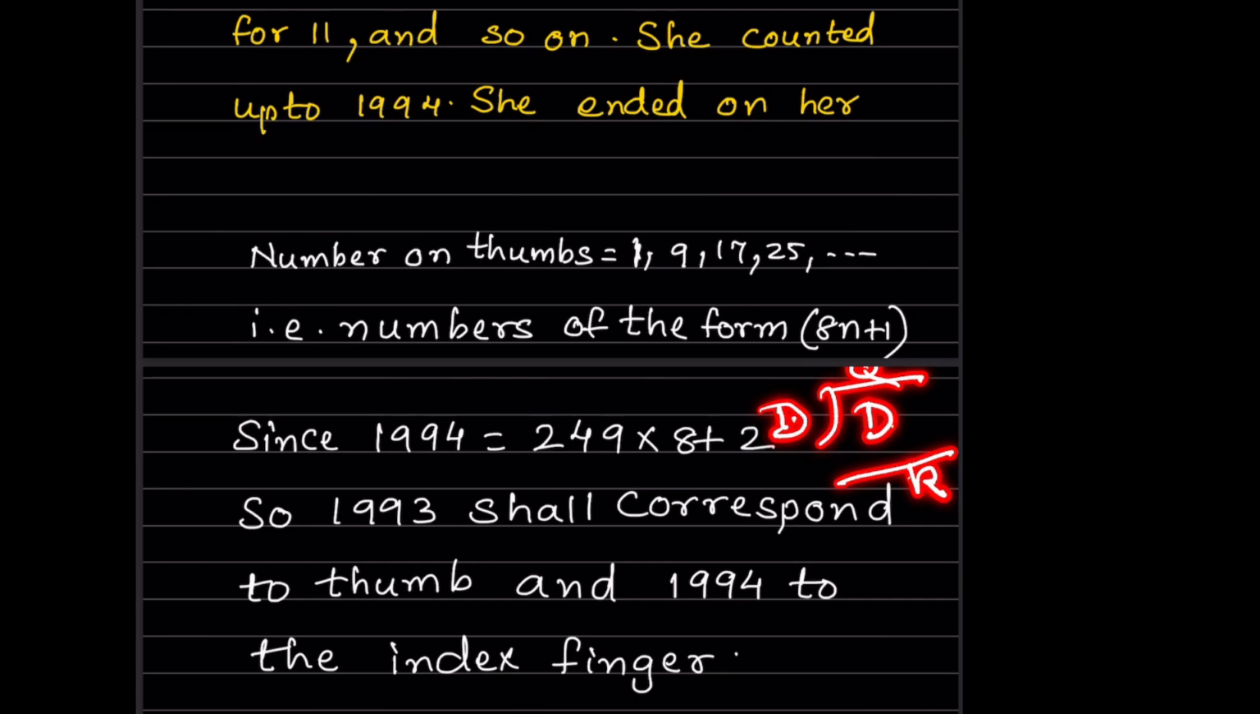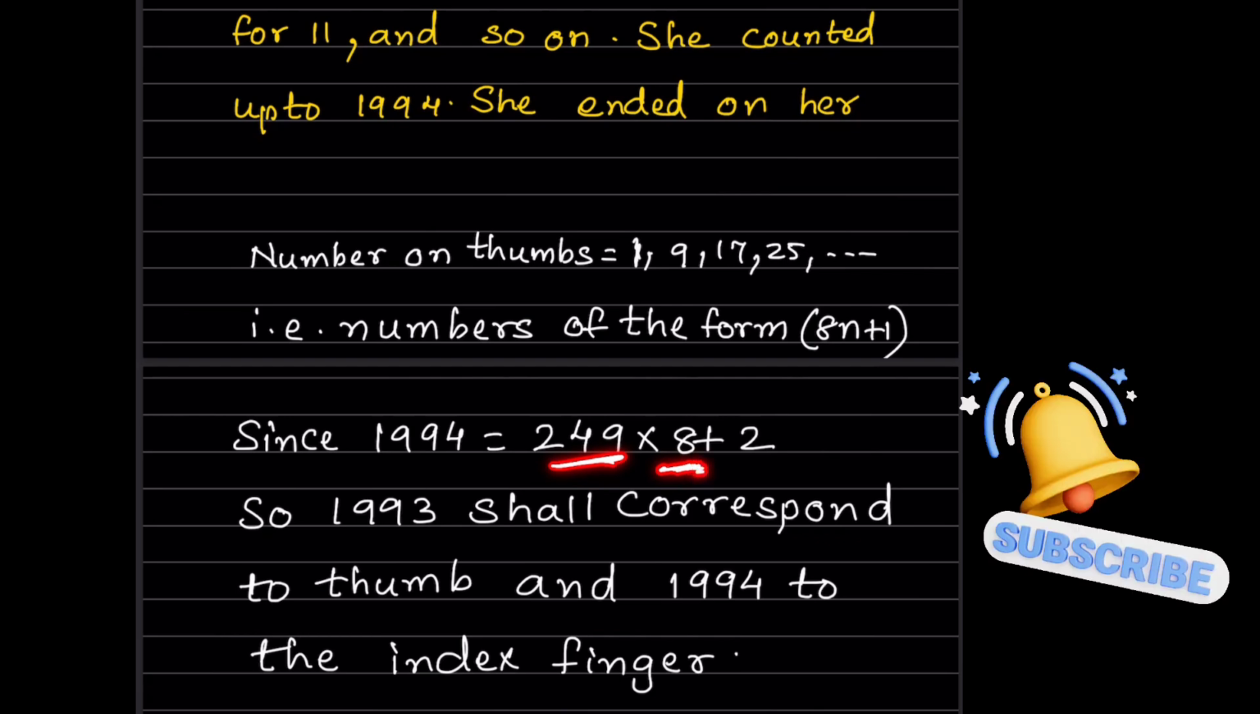So we can also write this as quotient into divisor plus remainder. So here what did we get? 249, and you are multiplying this by 8, that is the divisor, and the remainder is 2. So 1994 you can write in this way.